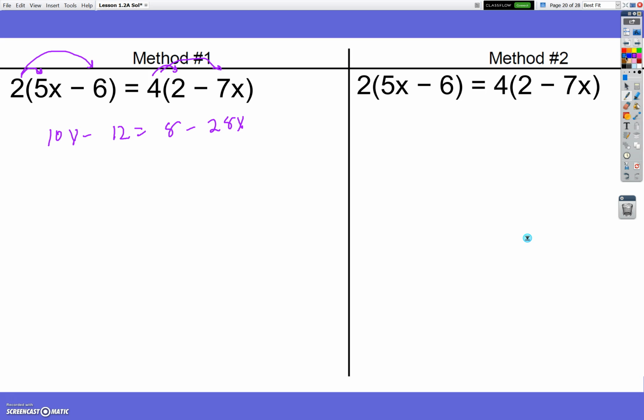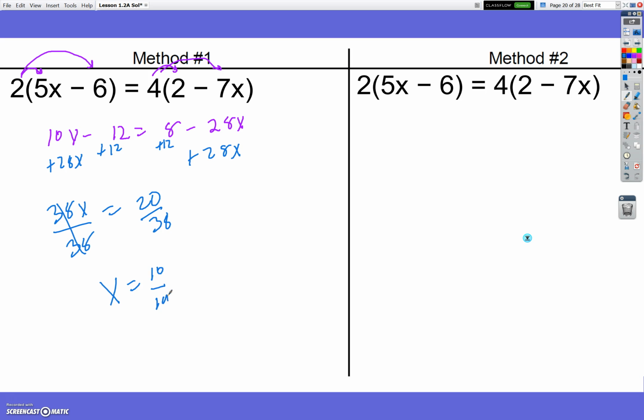I want to keep my variables always positive, so I'm going to add 28x on both sides. This will give me 38x. I'm going to add 12 on both sides, and that's going to equal 20. Then I'm going to divide both sides by 38. And that's going to give me x equals 20 over 38, which can reduce to 10 over 19.